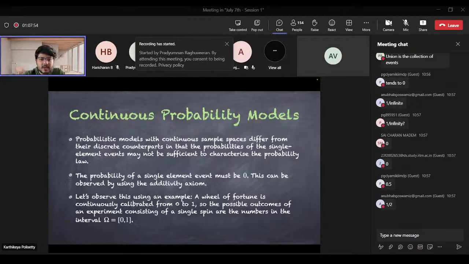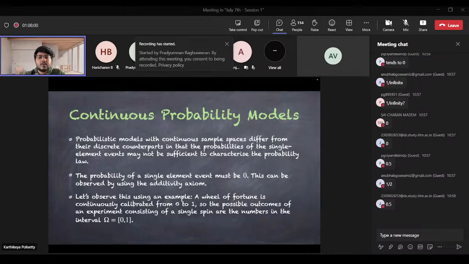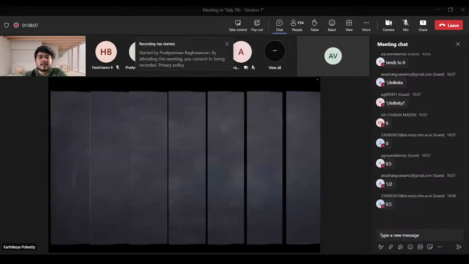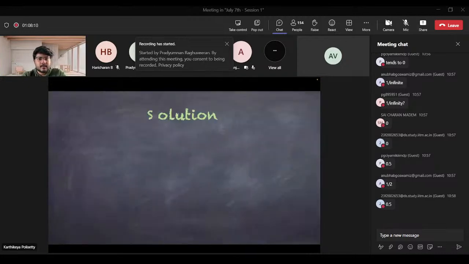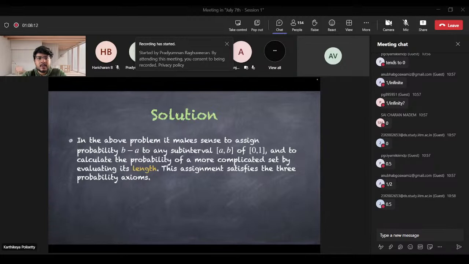So here is an example. A wheel of fortune is continuously calibrated from 0 to 1. So the possible outcomes of an experiment consisting of a single spin are the numbers in the interval 0 to 1. For the above problem, it makes sense to assign the probability b minus a to any subinterval [a, b] of [0, 1]. So if I ask you what is the probability of getting numbers between 0.3 and 0.7, what is the probability?